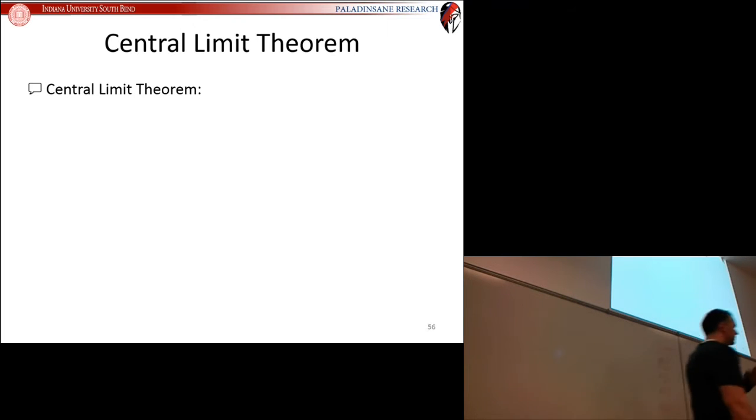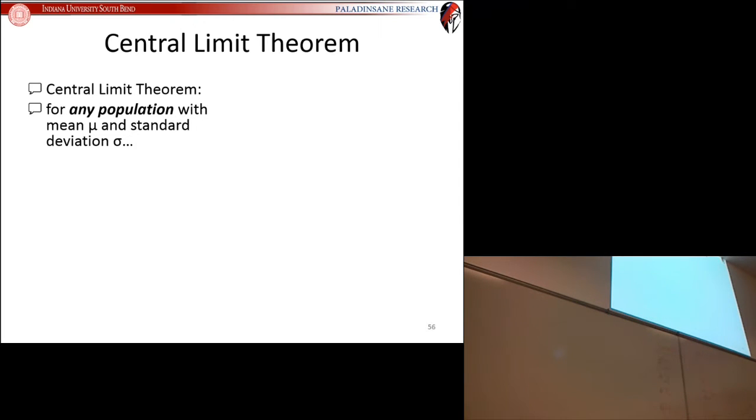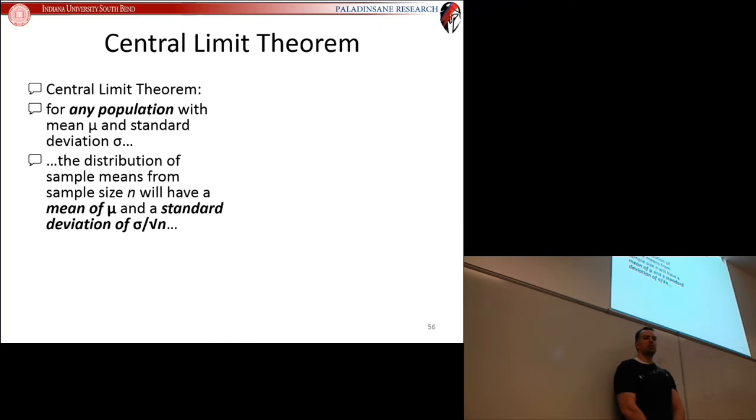So this is what the central limit theorem says. The central limit theorem says that for any population with a mean of mu and a standard deviation of sigma, that basically means for any population. So for any single population that you can think of, it's going to have a mean and it's going to have a standard deviation. So the first thing to notice is that the central limit theorem opens up any population for study. The distribution of sample means with a certain sample size of n will have a mean of mu, so the same mean as your population, and it's going to have a standard deviation of sigma divided by the square root of the size of your sample.